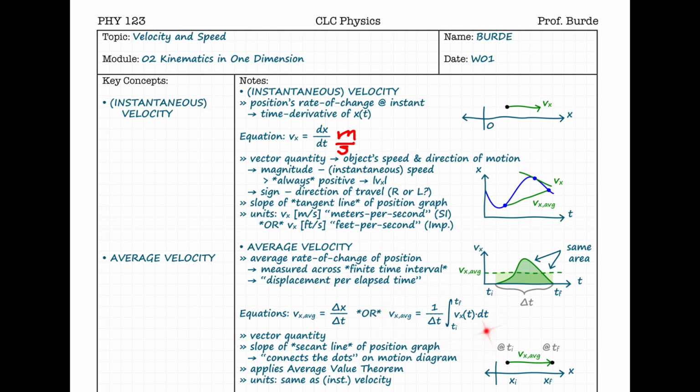This is the exact same equation we saw for average position. This is the average value theorem. And in either case, these are average values of the velocity, but our units are going to be the same as instantaneous velocity. They're going to be meters per second or feet per second.